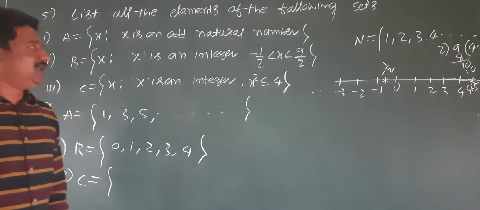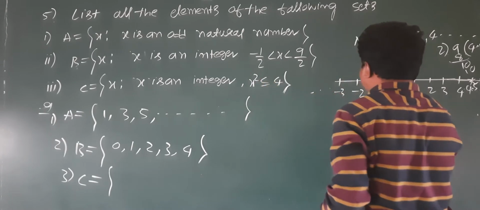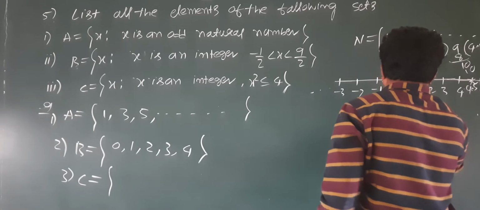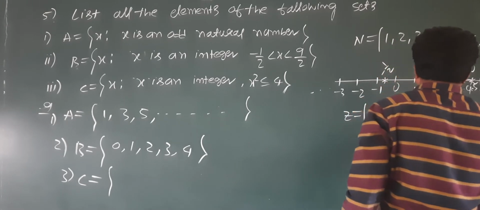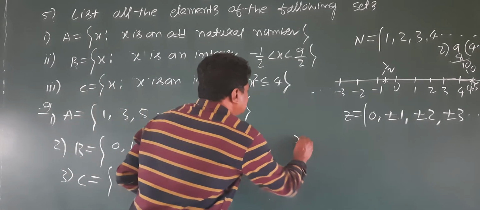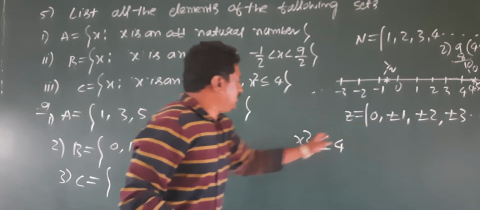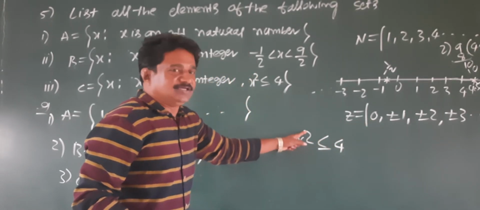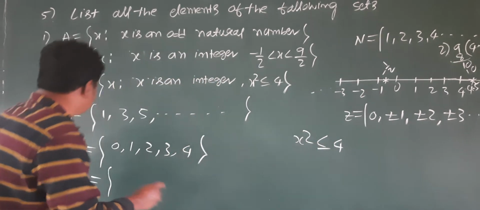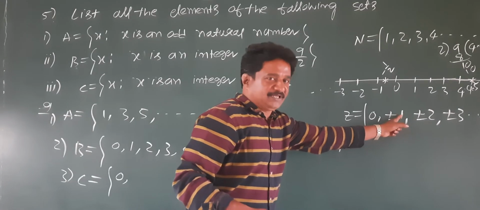Tell me integers, students. X should be less than or equal to 4. 0, plus or minus 1, plus or minus 2, plus or minus 3, and so on. Now put x equal to 0. X square is less than or equal to 4. 0 square is less than 4. Is it correct or not correct? Correct. You collect 0 for this. Next, put x equal to plus 1.